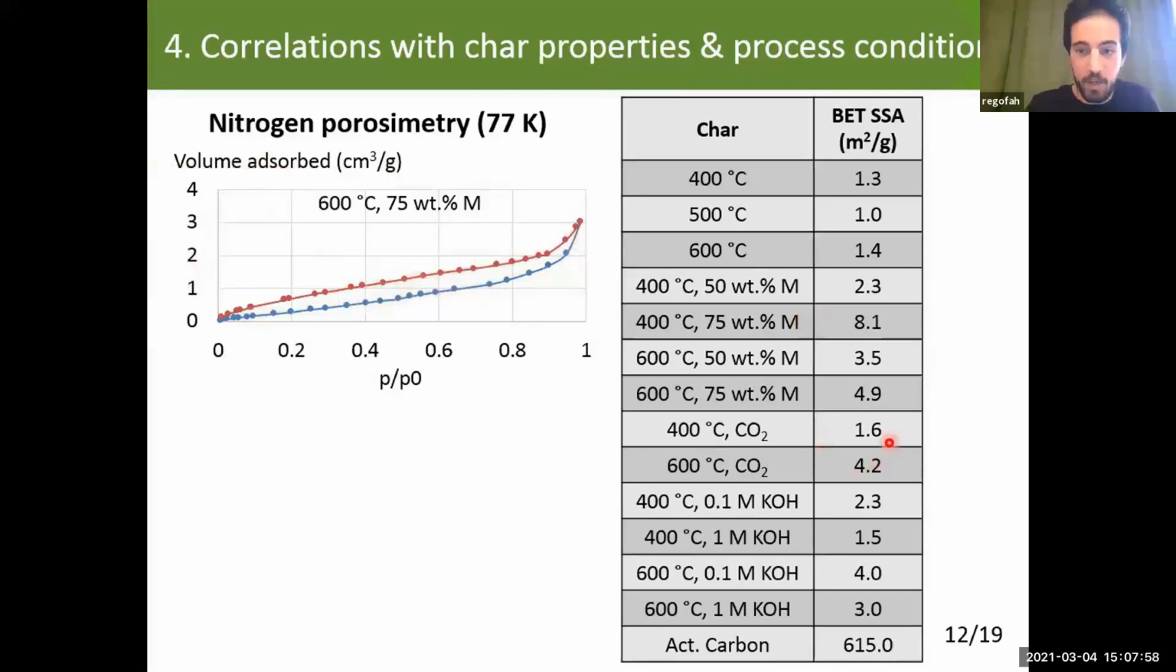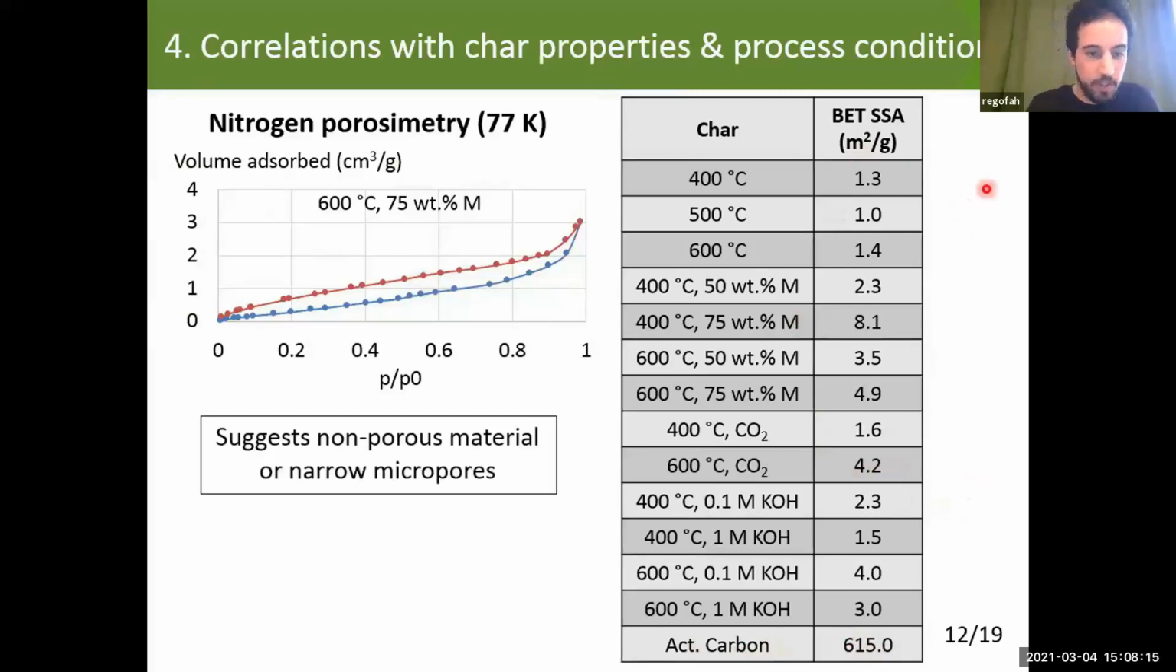And the surface areas are very low compared with the activated carbon, which is hundreds. Commercially, you can find activated carbons with thousands of square meters per gram surface area, and the chars were all very low in surface area. So this is suggesting that the material is non-porous, or that it can have very narrow micropores, so the nitrogen cannot diffuse easily into those pores, especially at the lower temperature of 77 Kelvin.